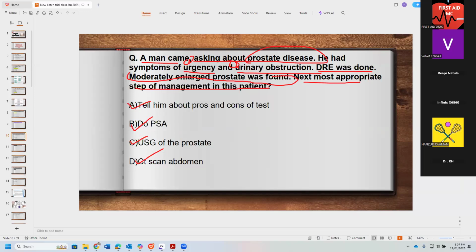So they haven't given us age. That would have been helpful. But they have given you a male who's coming with symptoms of enlarged prostate, like urgency and urinary obstruction, right? DRE was done, you found a moderately enlarged prostate. What is the next step of management you do? All right, let me show you guys the guideline and then you can show me the answer.